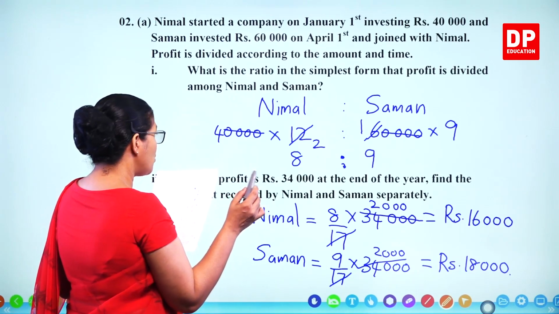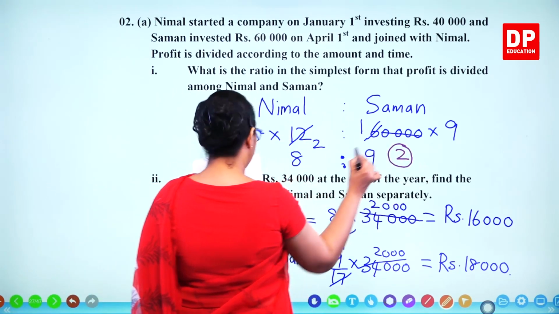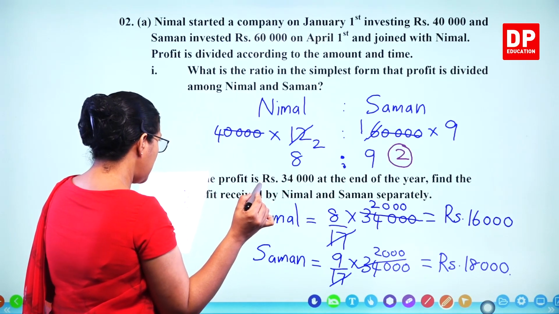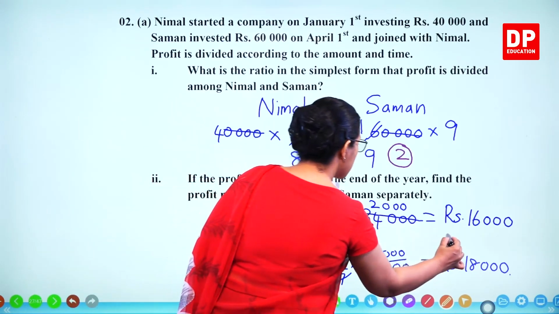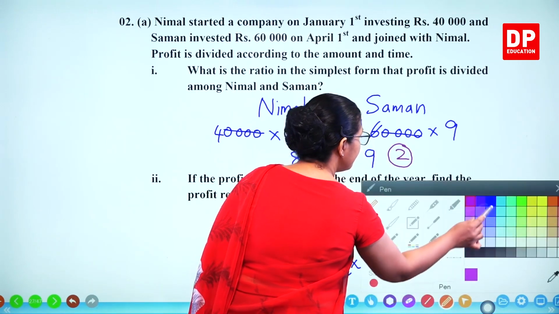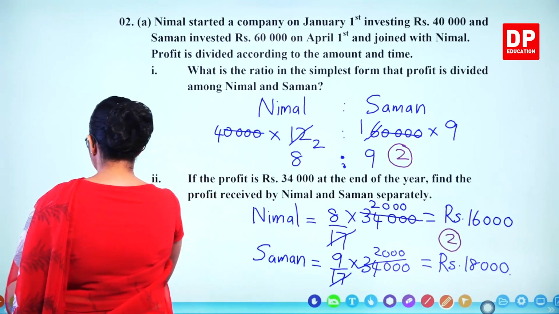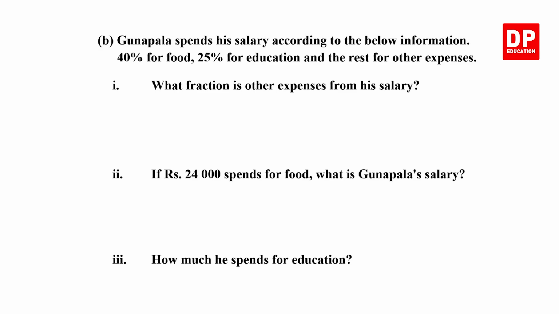So you get 8 to 9, 2 marks. And then 16,000 and 18,000, 2 marks. And let's take the next one. Part B. Gunapala spends his salary according to the below information.